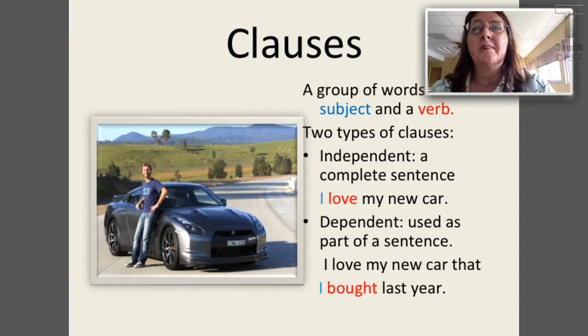Clauses are a group of words that work for a purpose but also have a subject and a verb. There are two types of clauses we're going to study in this. We have an independent clause, which is our complete sentence: a subject, a verb, and a complete thought. And a dependent clause, used as part of a sentence, so it also has a subject and a verb, but it does not contain a complete thought. I bought last year is not a complete idea.